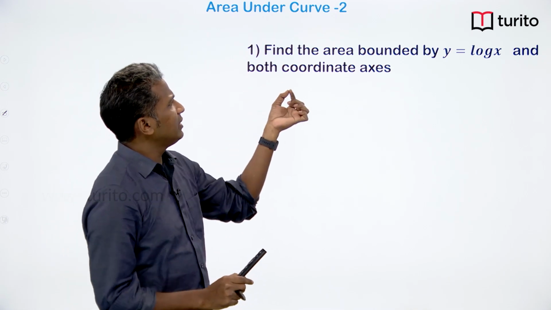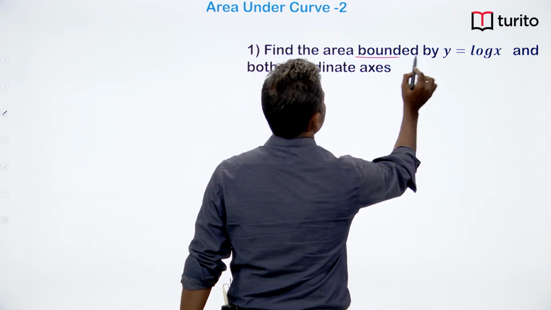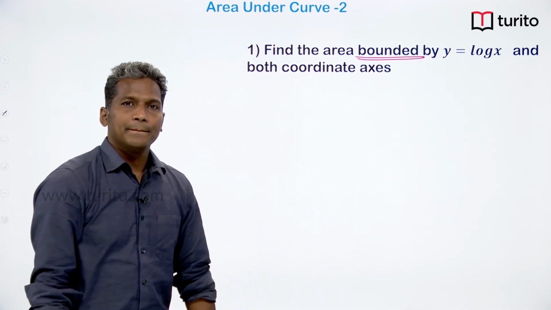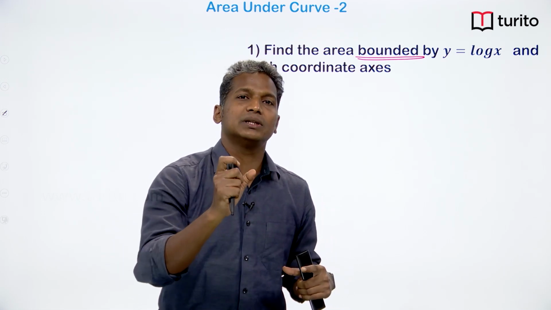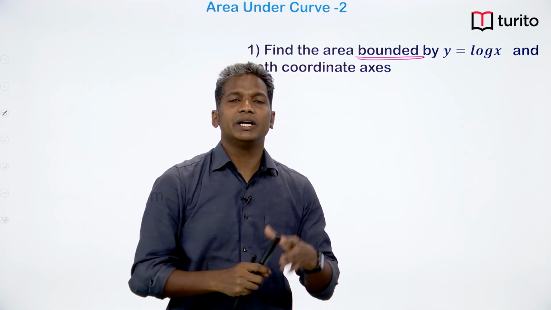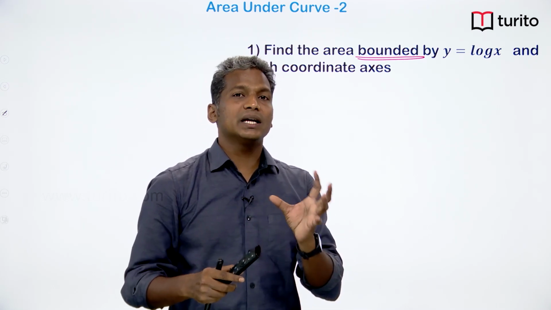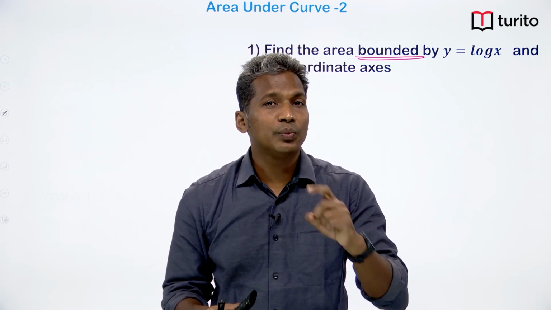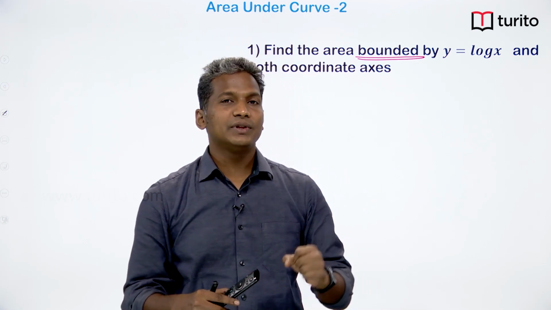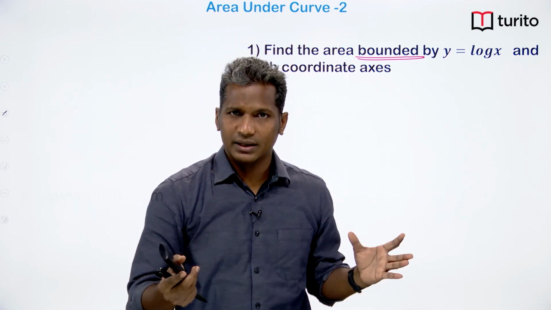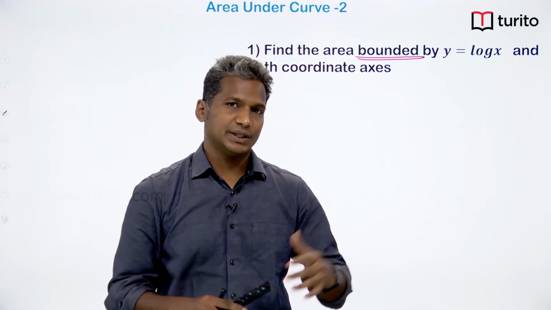When the phrase bounded is used, the area must have some boundaries. That is what bounded means. Boundaries should confine the area, and the value of the area should be finite. Only then do we call it a bounded area. If the area is infinite, that means it is not actually a bounded region, it could be an unbounded region.